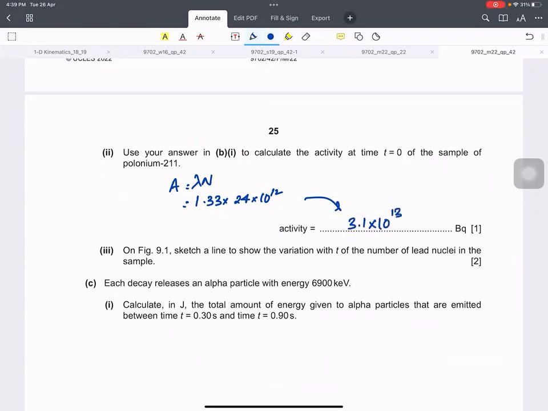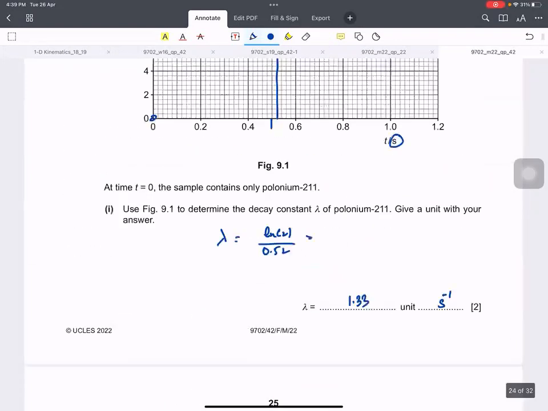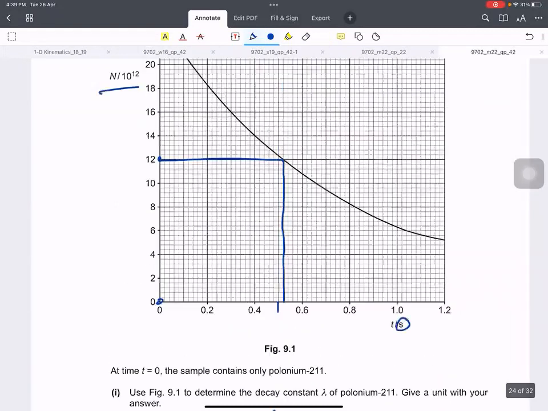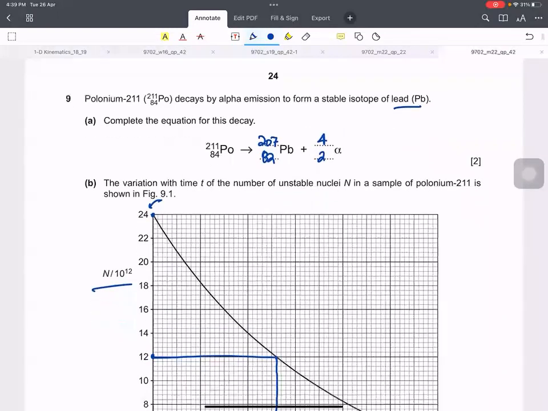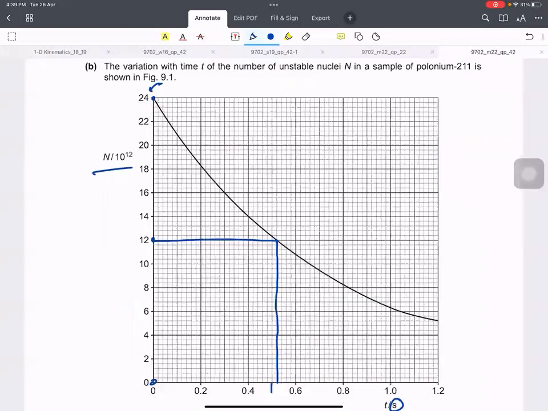Okay. Then sketch a line to show variation of the number of lead nuclei in this sample. अब हमें कैसे पता चलेगा, lead के बारे में इसने कुछ कभी बताया था? अच्छा, it decays to lead. So as the polonium decays, more and more lead particles are going to be there. So it will increase with the same shape. So we have to make sort of a mirror image. Lead will definitely start from 0 and no lead was there. And then we have to find the point where both of them are going to be the same.